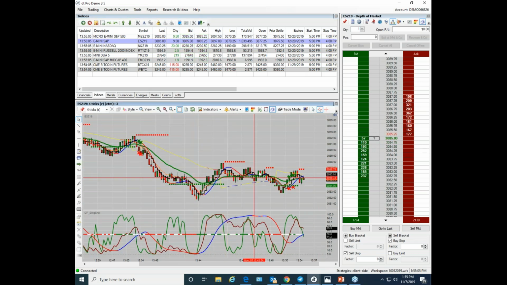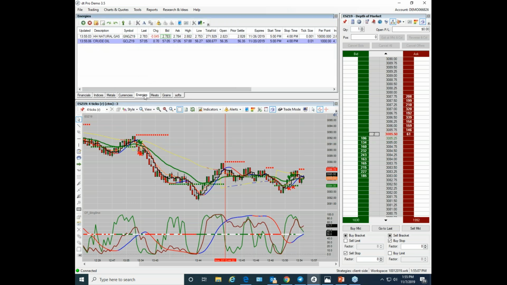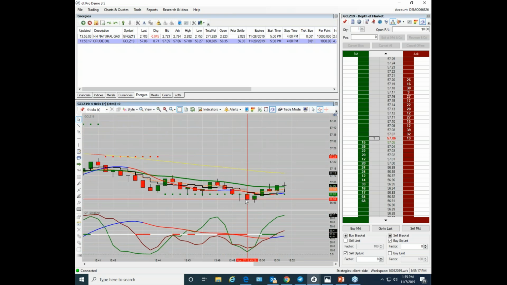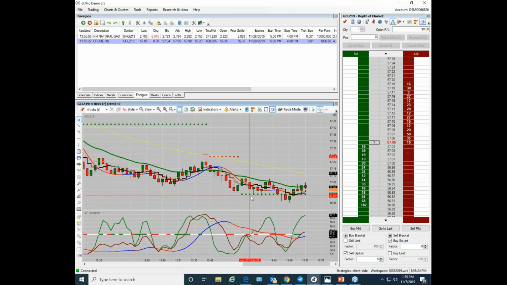Yes, sideways. I don't know why I have these X's. Crude oil. Again, we're a little bit sideways here. Yes, I agree. We had some lower lows here. We did break dynamic support. So yes, this is trending in a small way. It doesn't have a lot of energy, but we did make some lower lows because we did break the green support dots.